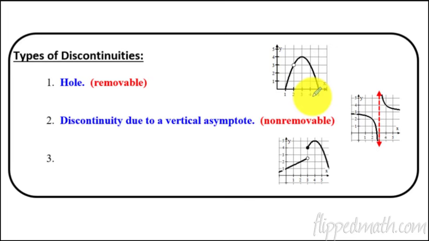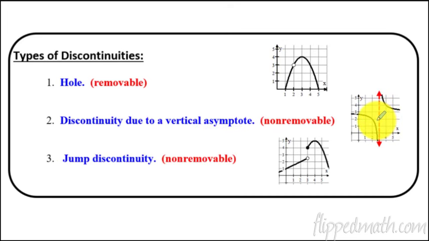Next off, we have a discontinuity due to a vertical asymptote. So if we have a vertical asymptote, this example here, it's considered non-removable. You can't remove it because there's no little dot that you can just fill in with one point and make it continuous. All right, and then in our last example, we'll talk about our jump discontinuities. Usually you have some type of piecewise function that breaks the graph apart right here, and that's also considered non-removable. Again, because if I fill in the hole, that doesn't just make this thing continuous.